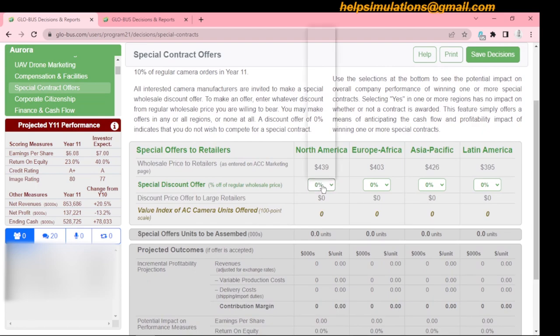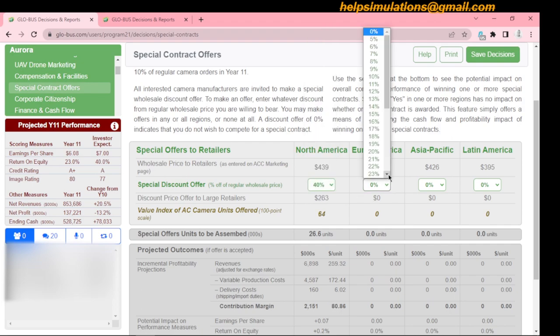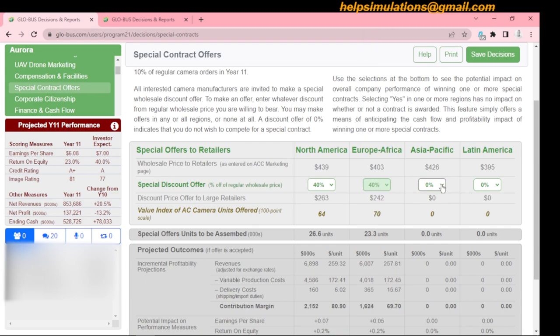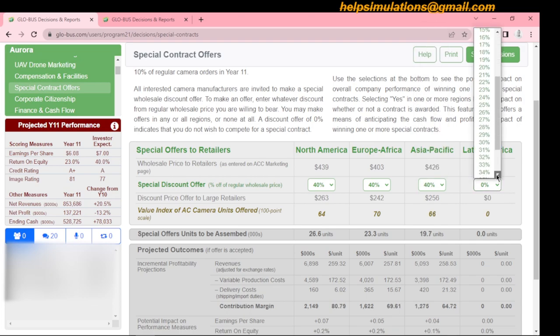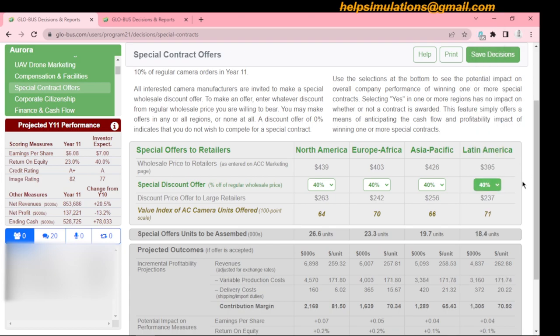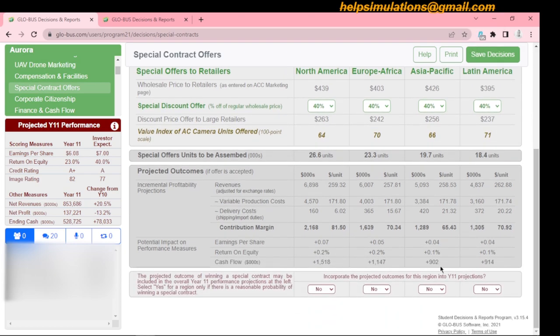So maybe I'll max up the discount offered in all the regions and see the impact. So we have 64. Maxing this up, we have 70. So I don't think I'll change them. 66, so that's a good figure. We have 71. What's important is the contribution margin, because when we max up our special discount offer, we have a positive contribution margin.